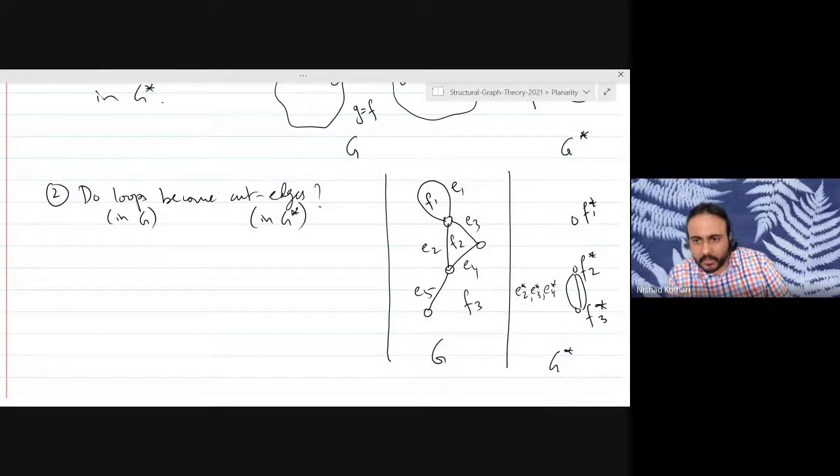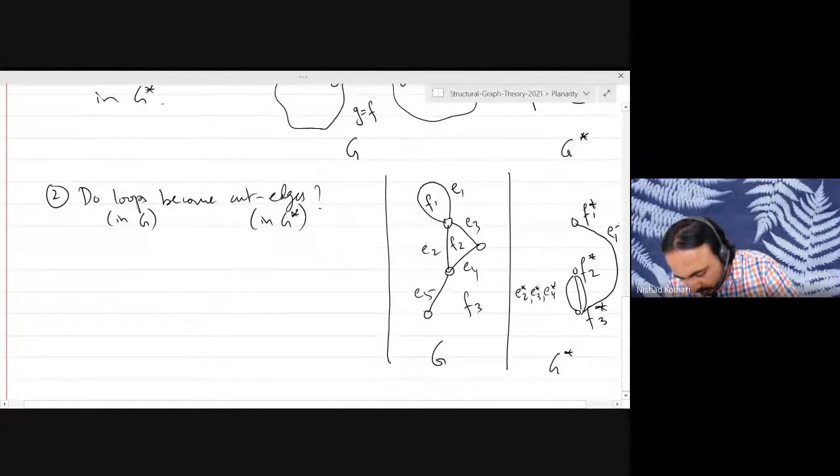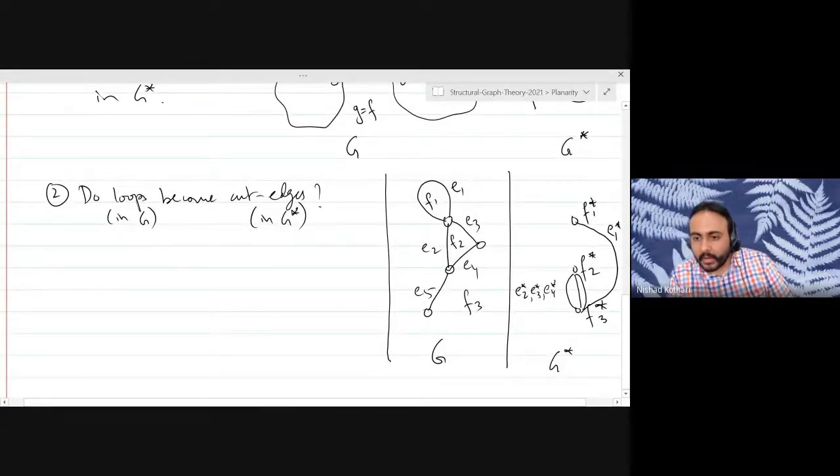E1, its one side is F1 and the other side is F3. So E1 becomes an edge like this. This is E1 star. And E5 is actually going to be a loop on F3, E5 star. So you see that the cut edge became a loop. E5 became a loop in G star, E5 star. And the loop E1 became a cut edge. So that is actually true.